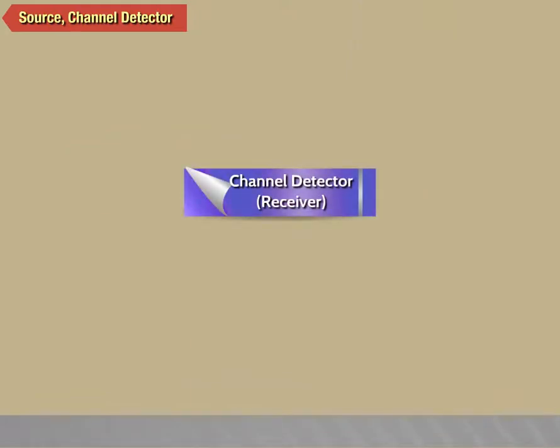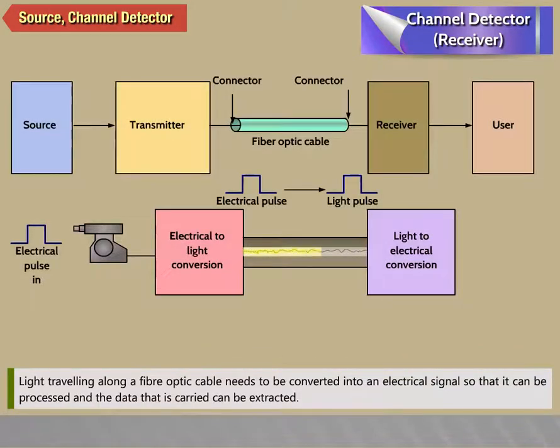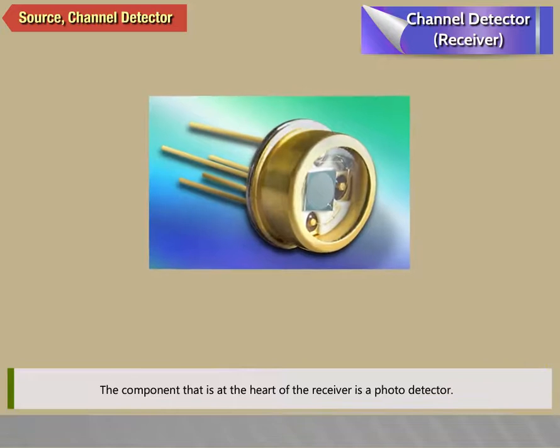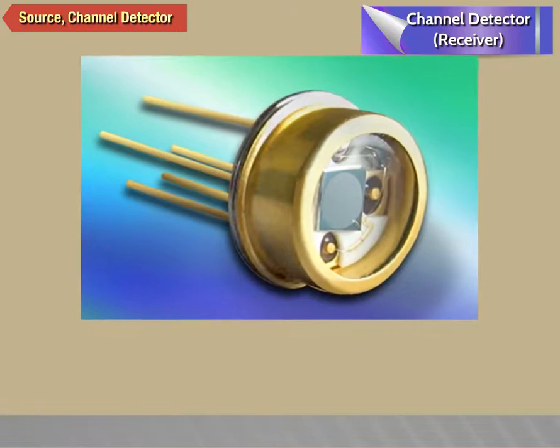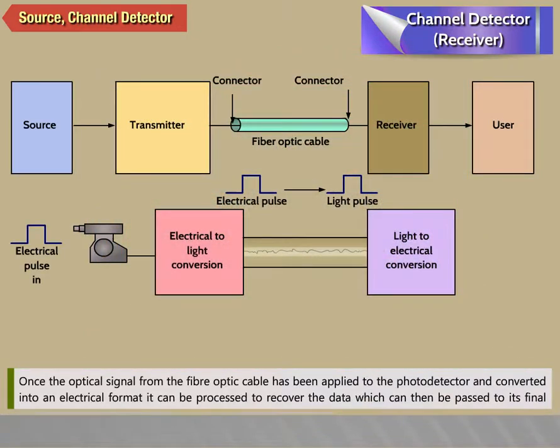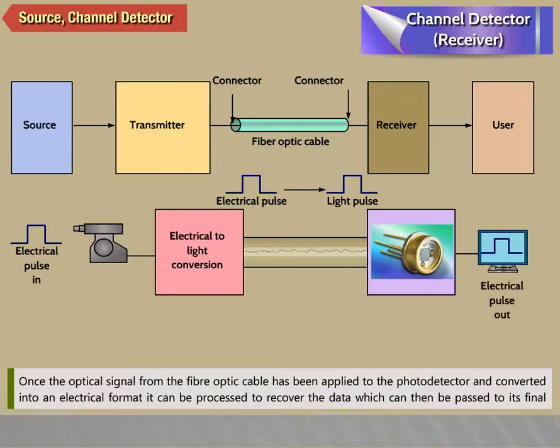Channel detector, that is receiver. Light traveling along a fiber optic cable needs to be converted into an electrical signal so that it can be processed and the data that is carried can be extracted. The component that is at the heart of the receiver is a photodetector. Once the optical signal from the fiber optic cable has been applied to the photodetector and converted into an electrical format, it can be processed to recover the data, which can then be passed to its final destination.